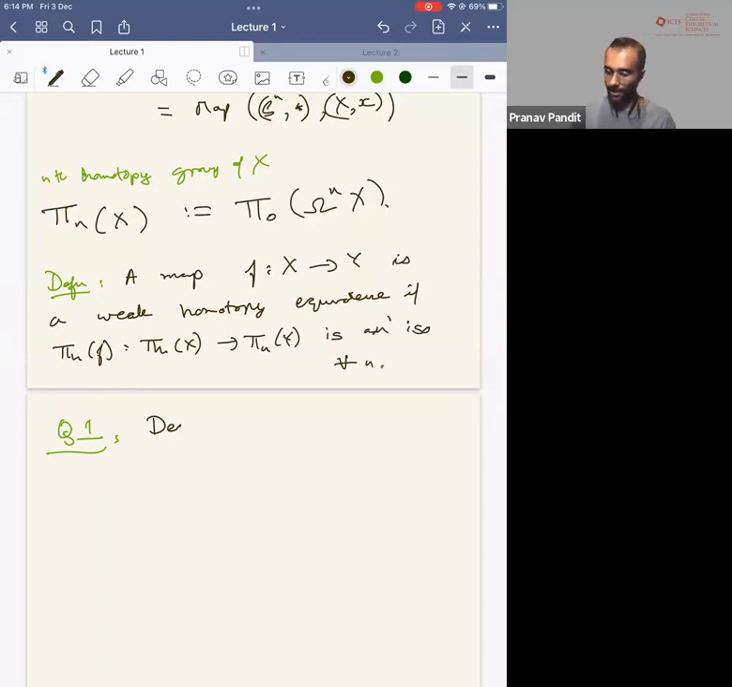So question one is to describe the category of homotopy types. In other words, describe the category obtained from Top by inverting weak homotopy equivalences.